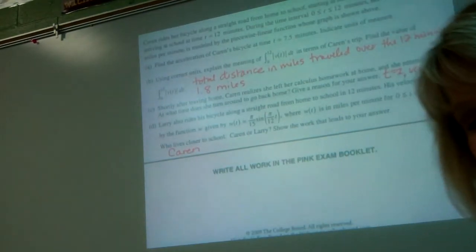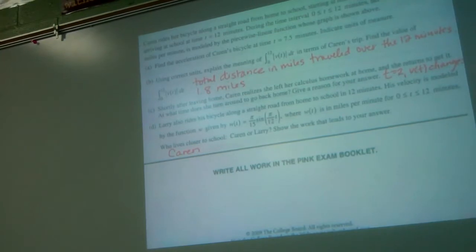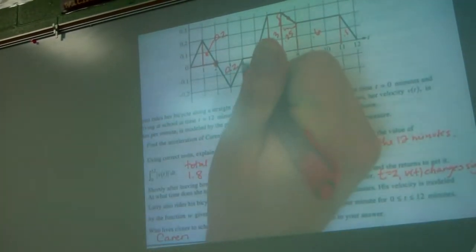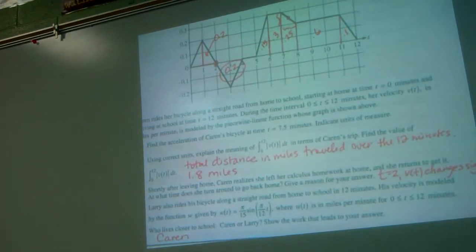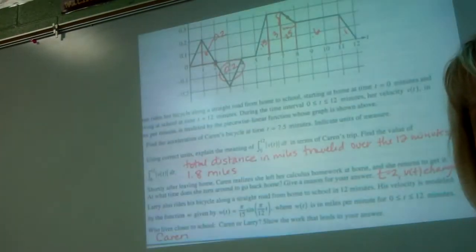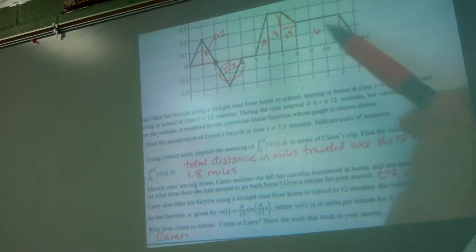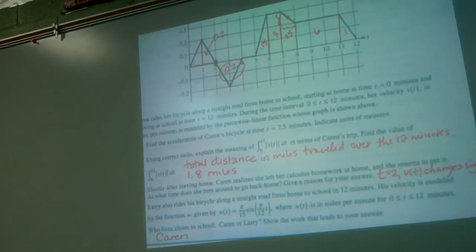So, first off, how far does Karen live from school? Oh, she doesn't live 1.8 miles from school. She actually lives 1.4 because, remember, this part of the trip was her going back home. So really it's just all the positives added together. So if you add all those up, you get 1.1, I mean 1.4, right?